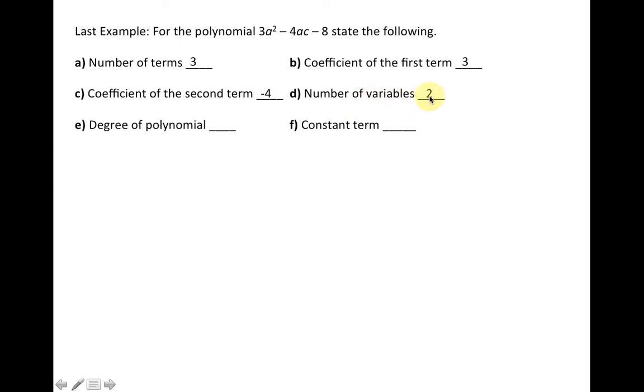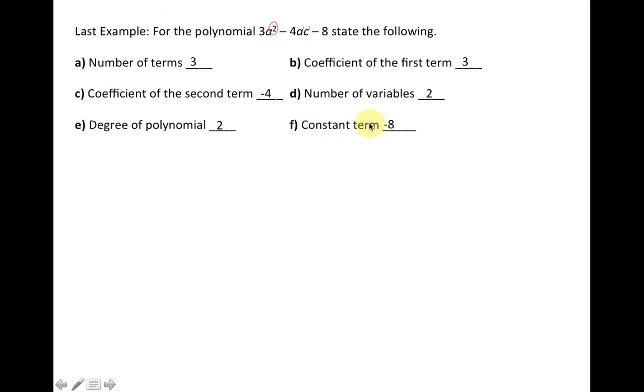The number of variables is 2. A is one of the letters that we use, and C is another one of the letters that we use. 2 different letters, 2 different variables. The degree of the polynomial is, so if we're taking a look at this term by term, you can see that the first term has degree 2, the second term, 1 plus 1 is 2, and the third term has degree 0. So overall, this means that the degree of the polynomial is 2 because the highest degree of the 3 terms is 2. Finally, the constant term is negative 8.